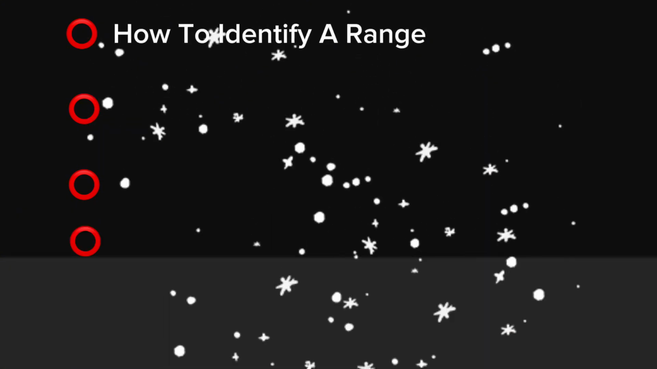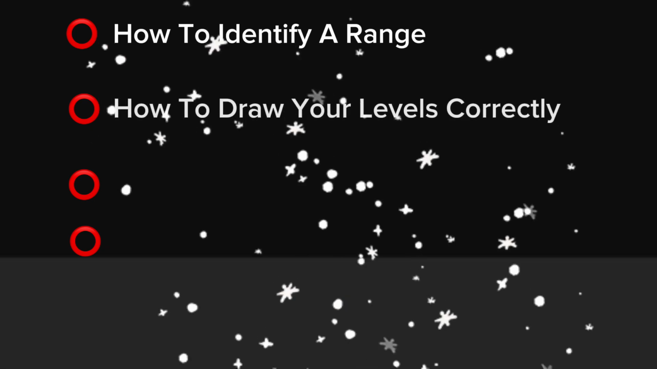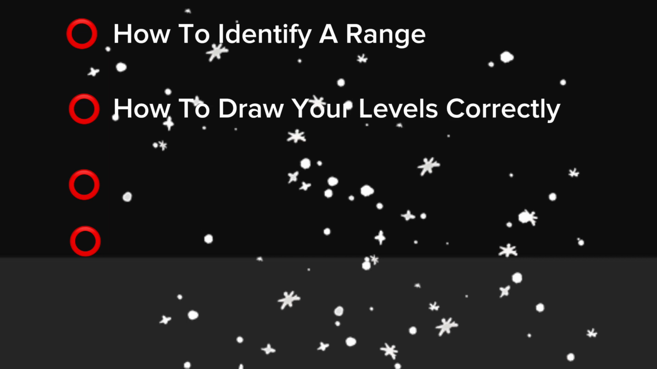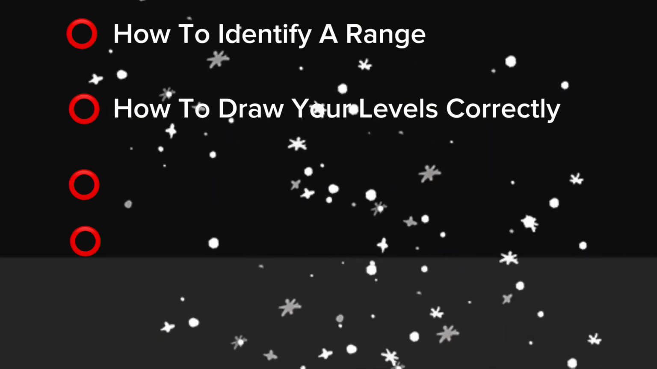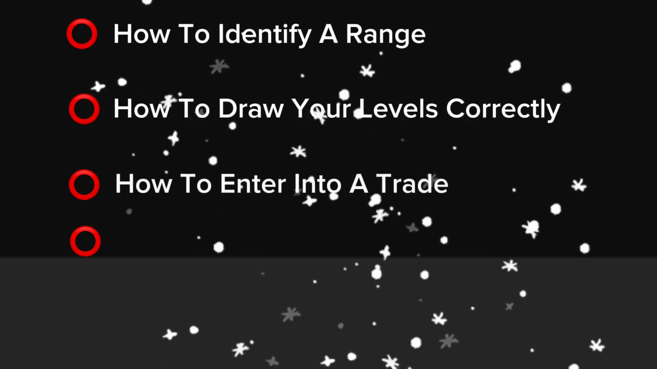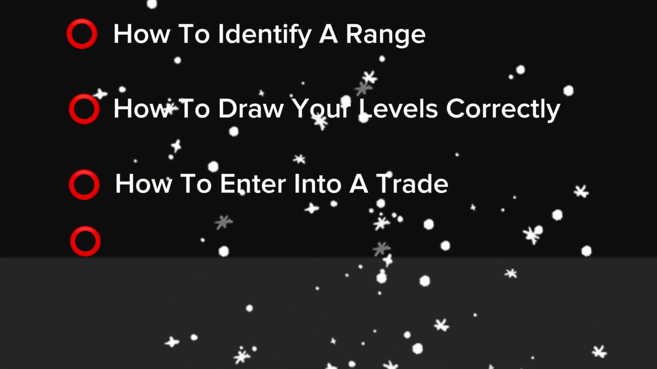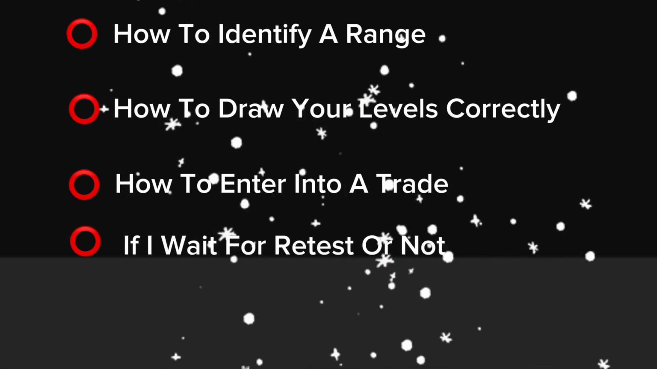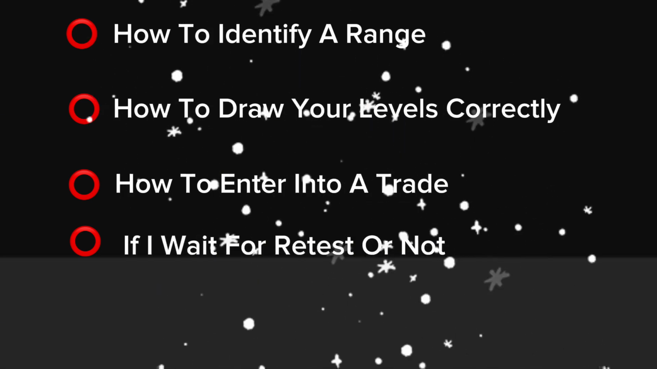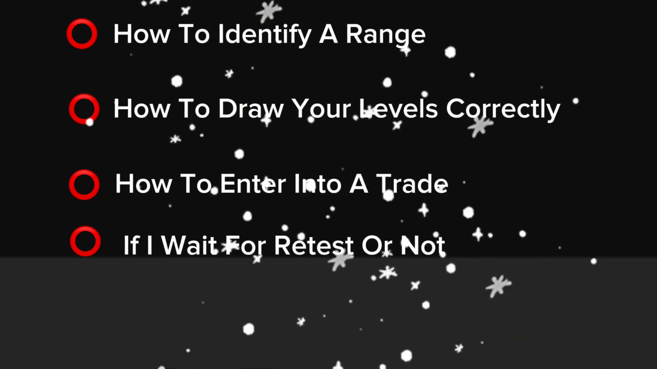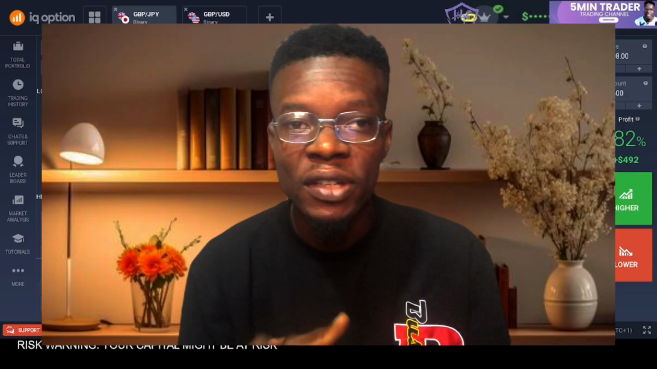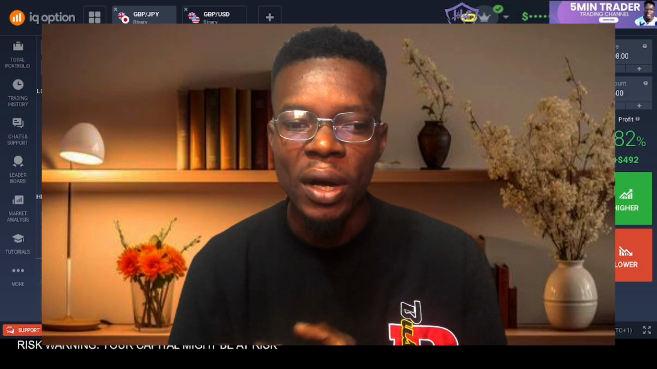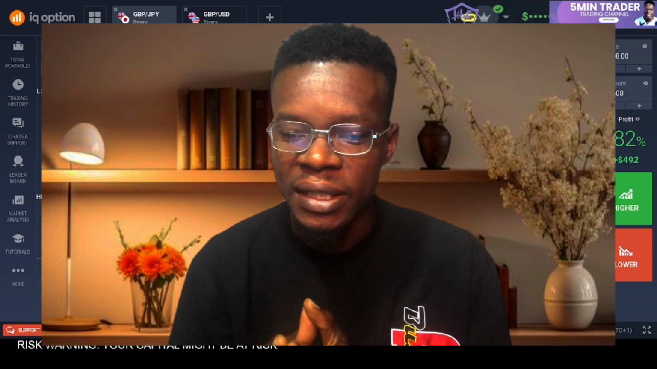So the first thing I'm going to be talking about is how to identify a range, how to draw your levels correctly, which means you have to draw the support level and the resistance level. Then I'm going to tell you guys how to enter a trade, my entry confirmations, and whether or not I wait for a retest. I'm also going to give you the reasons why I do not wait for a retest some of the times. So without wasting further time, let's get started.